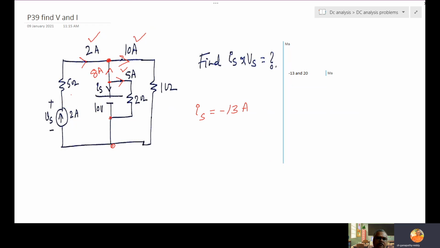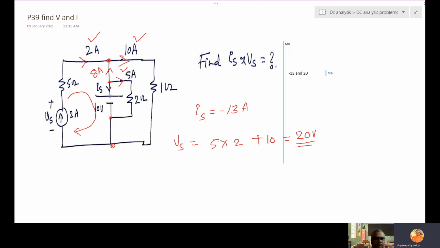Next to find VS, started positive, go to negative. So VS equal to 5 into 2, 10 plus 10. So 20 volts.